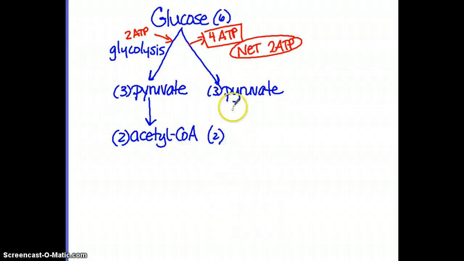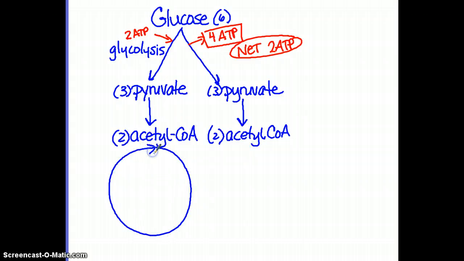So we make 2 of these because we had 2 pyruvates. So each pyruvate is becoming acetyl-CoA, and these are 2 carbon compounds. No ATP was made here. And now each of those is going to enter the Krebs cycle.